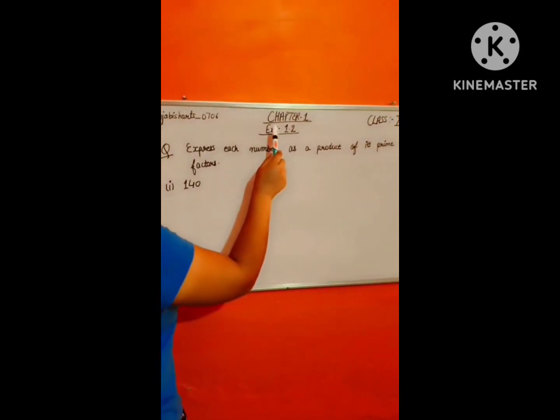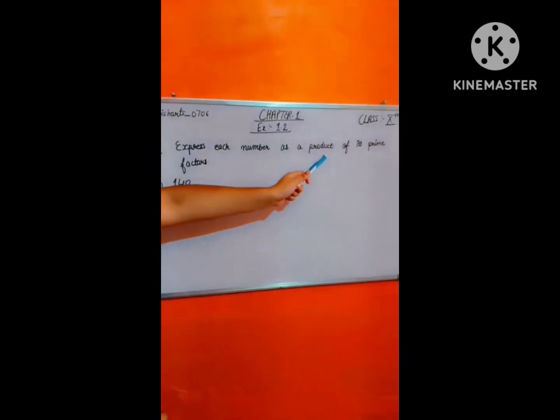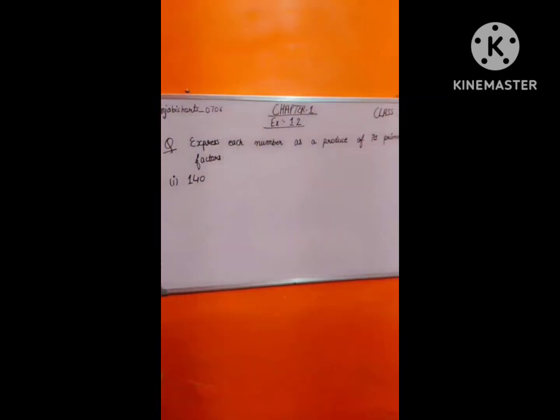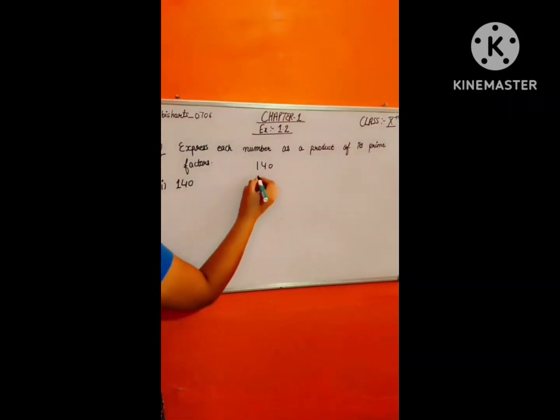Good morning everyone. Today we will do chapter 1 exercise 1.2 question first, which says express each number as a product of its prime factors. First question is 140. So now let's write 140.